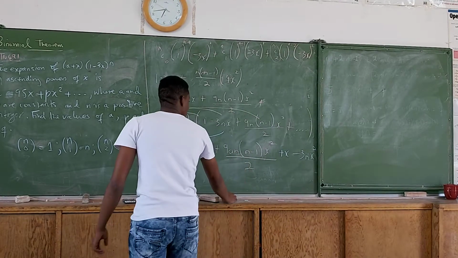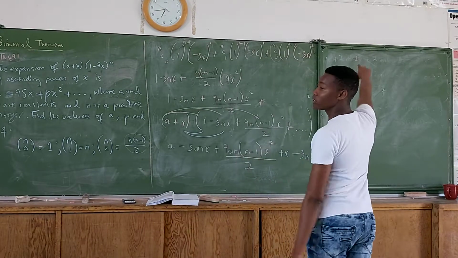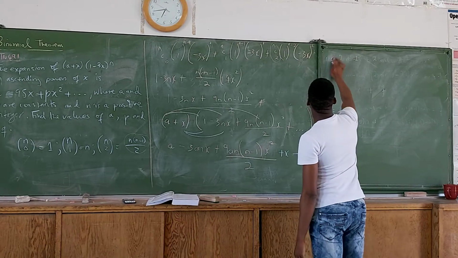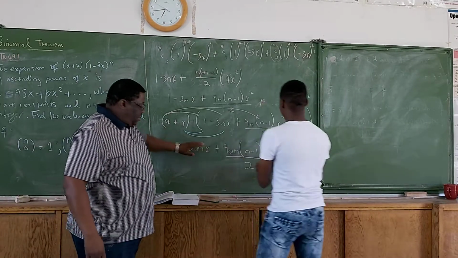Alright, now clean up all the x's together. A will be A. That's it. Wait, no, now this is what I was referring to. People, yeah, I know. You see, this one is negative.